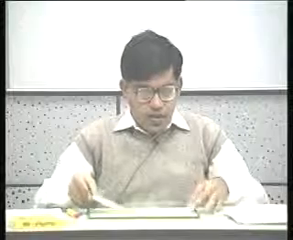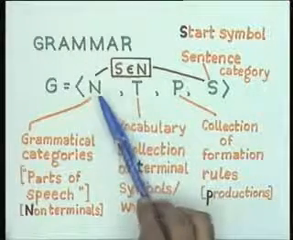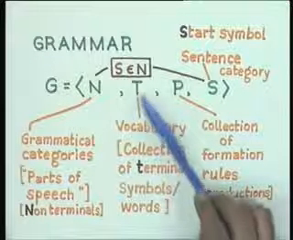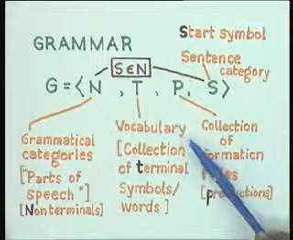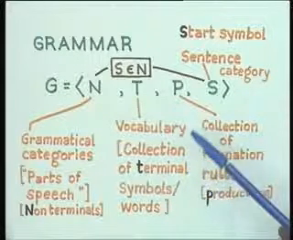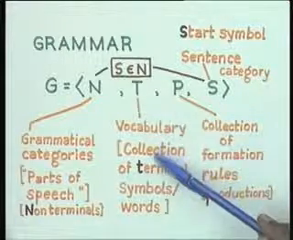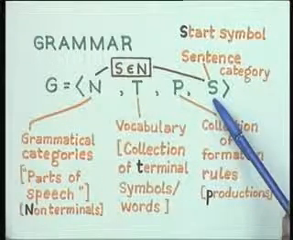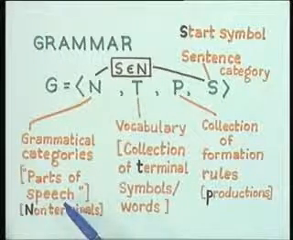As I said, a grammar is a four tuple consisting of a finite set of non-terminal symbols, or grammatical categories if you like, a finite set of terminal symbols which usually constitute the vocabulary of the programming language, a finite collection of formation rules or productions, which are really rules of replacement, and a start symbol which signifies the grammatical category called a sentence of the language.